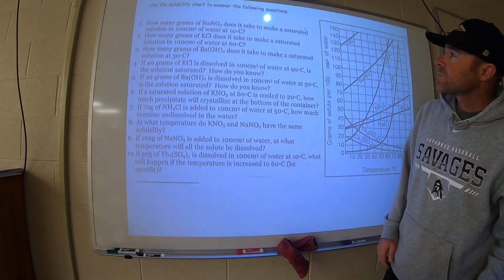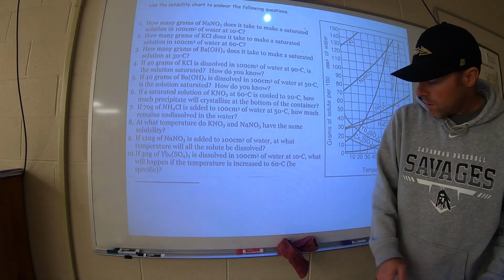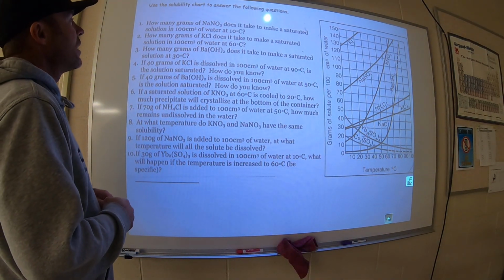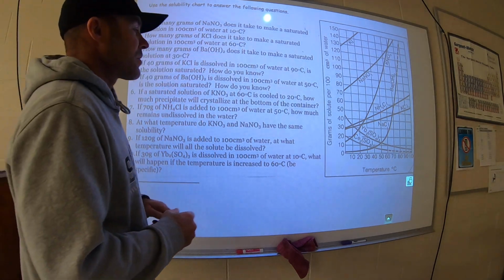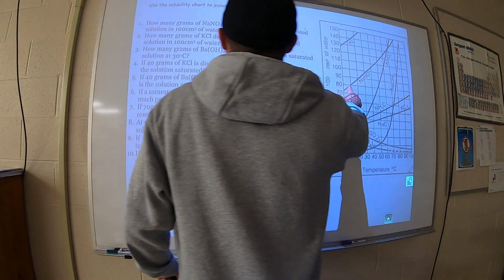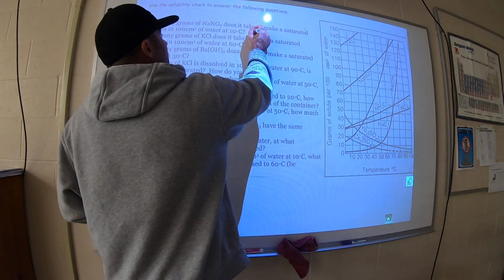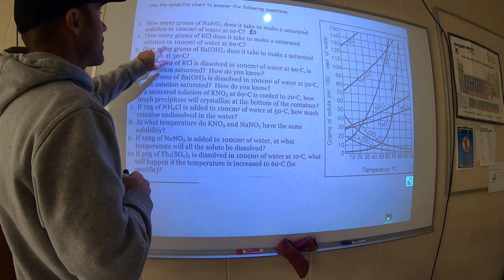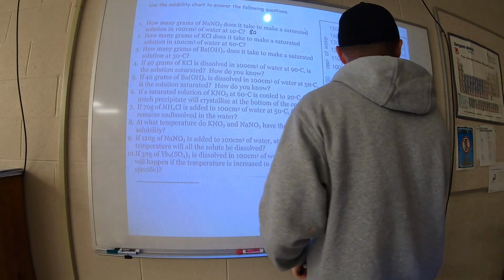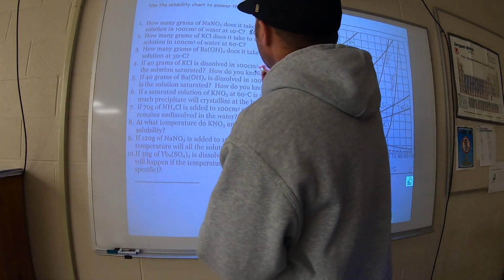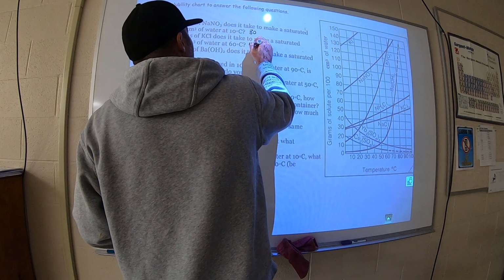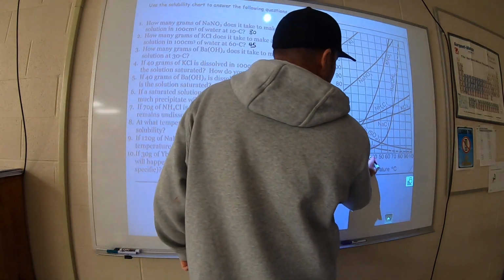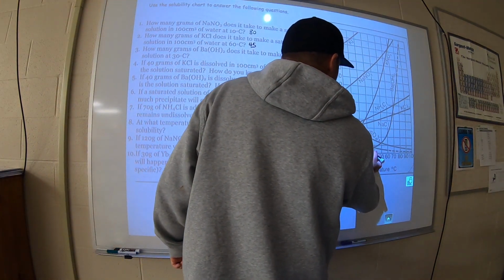So number 1, I'm going to write them up here this time. How many grams of sodium nitrate does it take to make a saturated solution in 100 cubic centimeters of water at 10 degrees Celsius? So find 10 degrees, find sodium nitrate, and it's right here at 80. Number 2, how many grams of KCl does it take to make a saturated solution at 60? Find 60, intersect with KCl, it's about 45. Number 3, how many grams of barium hydroxide does it take to make a saturated solution at 30? Find 30, intersect, this is the barium hydroxide line, so it's about 5.